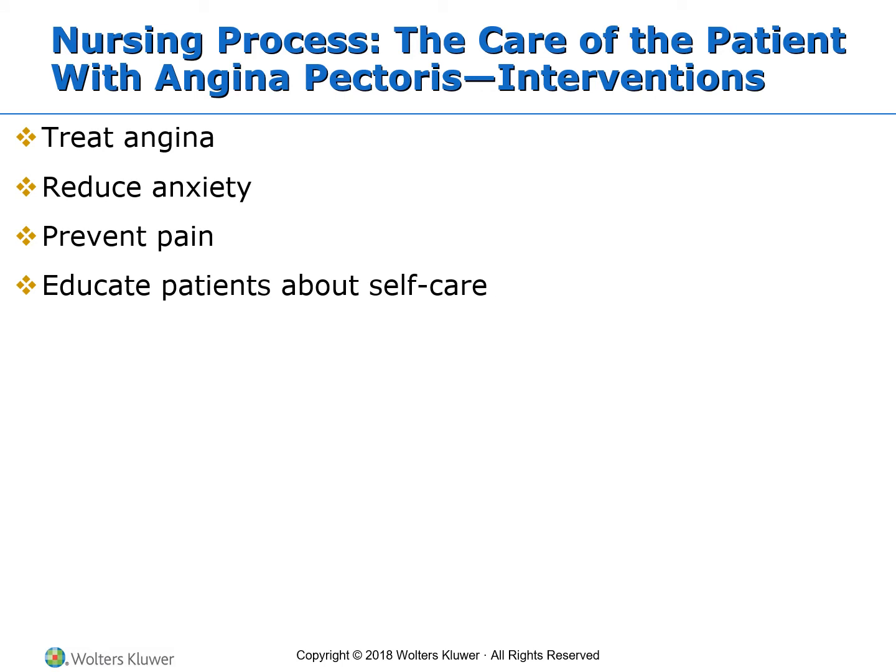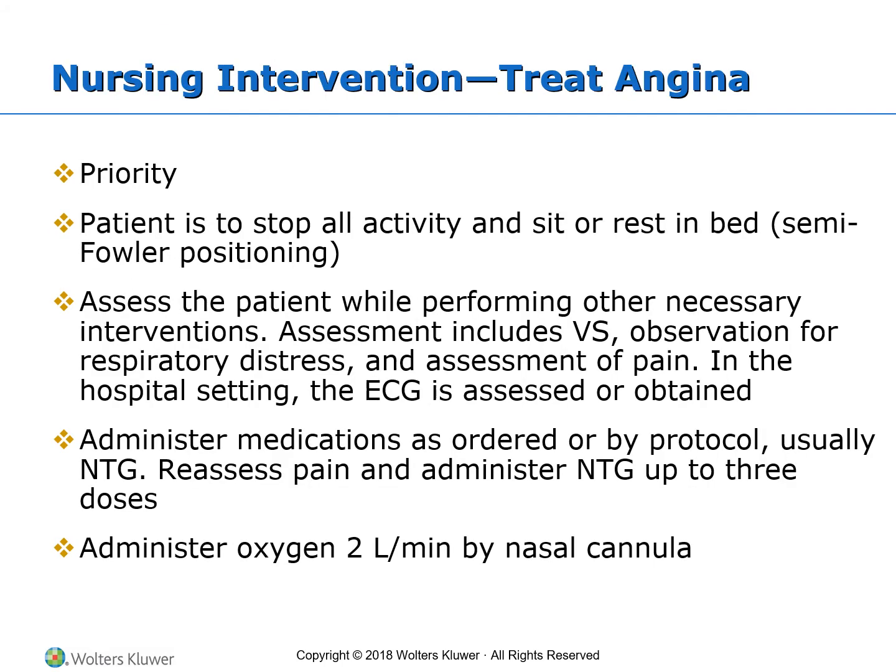We have different types of interventions that you can do, and we'll talk about that in these slides. You want to treat the angina. That is your first priority because you do have decreased blood flow to the myocardium. Patient needs to stop all their activity. They need to sit and rest. They need to be in a semi-Fowler position. You do not want them laying down. Have them take deep breaths so that you can keep them calm. You can give them some oxygen and then give them nitroglycerin as long as they have an order for it.